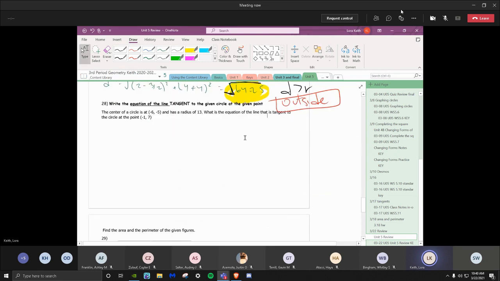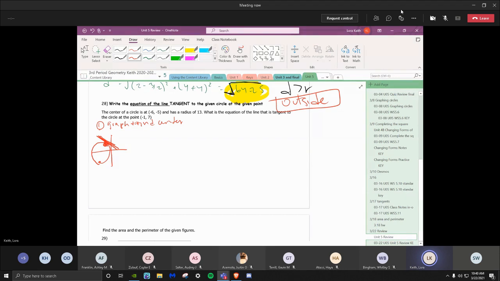Okay, so another thing you need to know how to do is write the equation of a line tangent to a circle. The first step is to graph it and find the center. So let's graph it. The center of the circle is at -6, -5, and the line is tangent to the circle at -1, 7. So it's like right here. Remember, a tangent line means that it intersects the circle at one point. So here's our tangent line. Also remember that a tangent line is perpendicular to the radius.